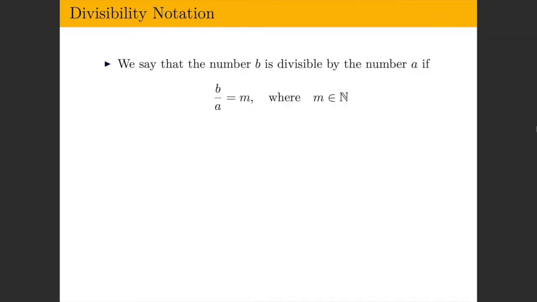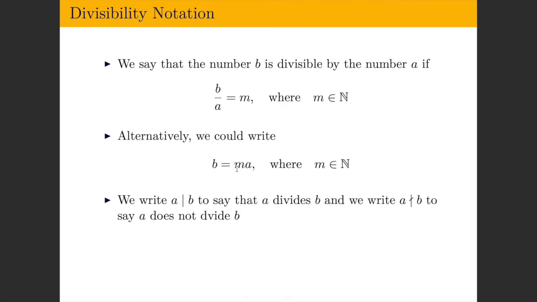So what do we actually mean by divisibility? Well, we say that the number b is divisible by the number a if, when you take b and divide it by a, you have a result m, and this m is an element of the natural numbers. Equivalently, we could also write that b is equal to m times a, where m is an element of the natural numbers. Again, that's just by rearranging this fraction above. We could equally say that b is a multiple of a.